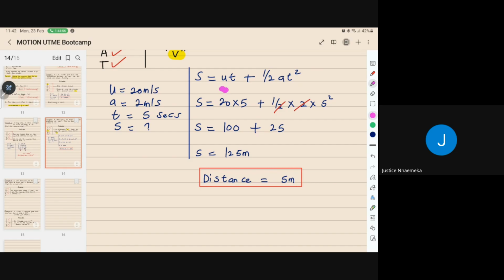Okay. Now, you remember that U is 20, T is 5, A is 2 meters per second squared, and the time is 5 seconds. So I have 1 over 2 times 2 times 5 squared. So 2 will cancel 2 to give me 1. 5 squared is 25. So 100 plus 25 will give us 125. Does that make sense?